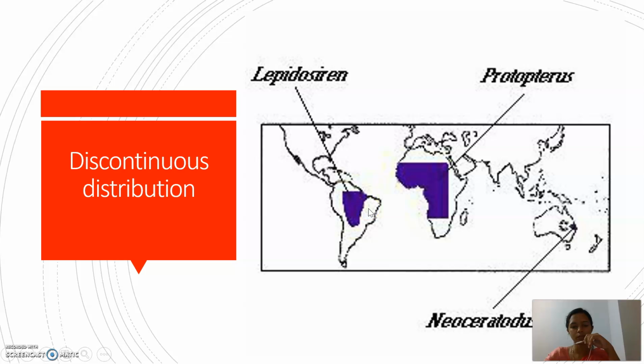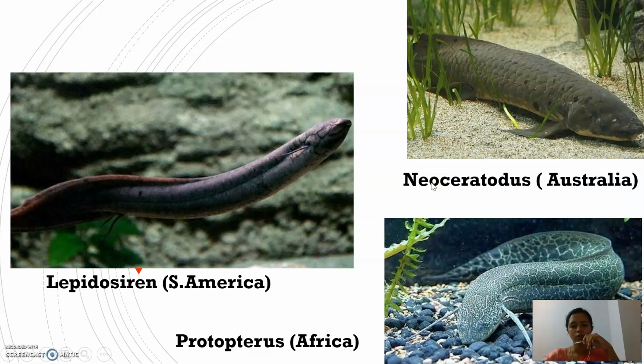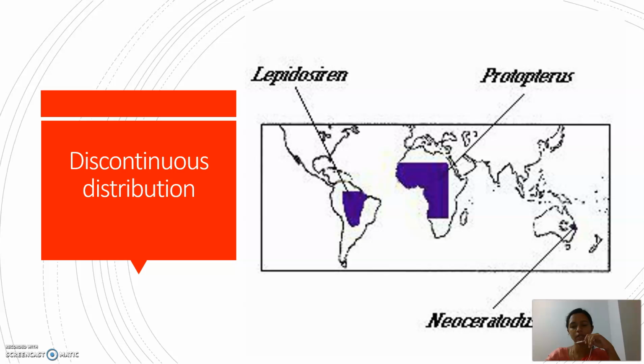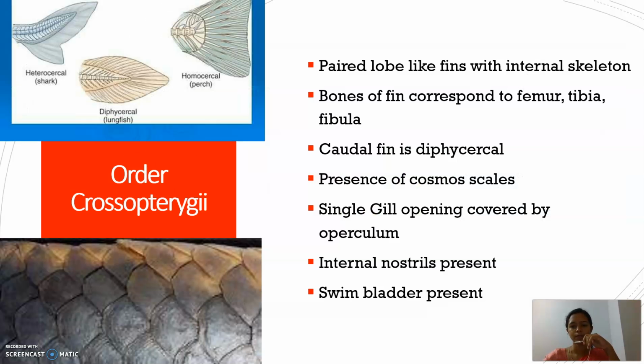Lepidosiren is seen in South America, Protopterus in Africa, and Neoceratodus in Australia. The specialities of the order Crossopterygii are explained.